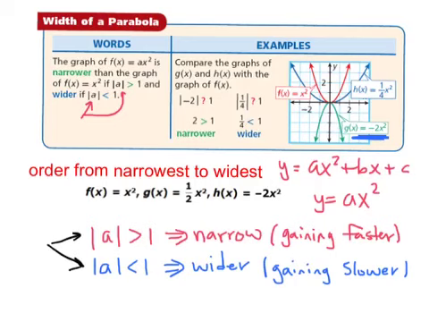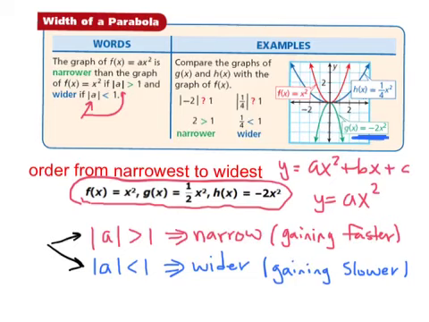That a value of these equations tells us so much about these equations. First of all, it tells us whether it opens upward or downward, and now it's going to tell us if our graph is going to be wider or narrower. So if we keep this idea of narrower and wider, we should be able to take these and order these from narrowest to widest.